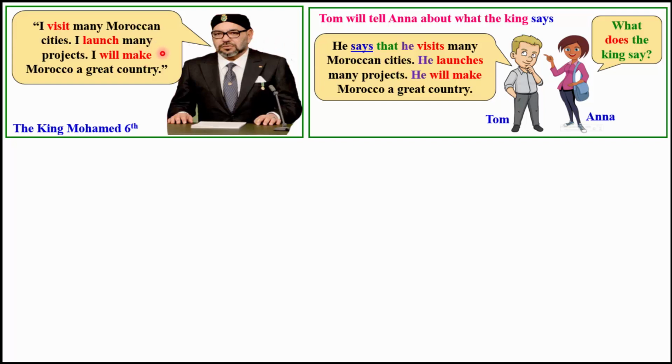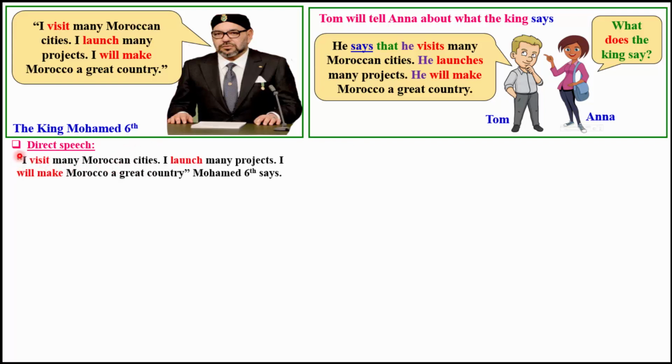And these words, because they are the words of the king himself, we call this in English direct speech. And direct speech in English, we always write it this way. We put it between these quotes. As you can see, there are little quotes over here and there are little quotes over here. I visit many Moroccan cities. I launch many projects. I will make Morocco a great country. Muhammad VI says. And because Tom is repeating what the king says, in English we call it indirect speech.